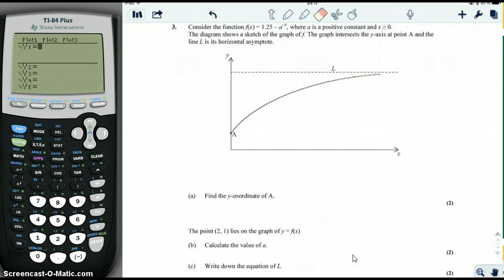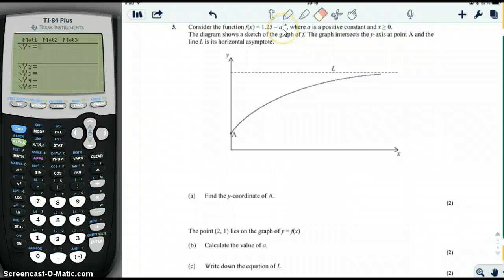The diagram shows a sketch of the graph. The graph intersects the y-axis at point A, and the line L is its horizontal asymptote. This is upside down compared to most of the exponential functions we've seen so far, but don't let that worry you. As usual, the first thing you're going to do is, since we do have an equation, plug it in the calculator, but you see that we can't because there's a variable in it.